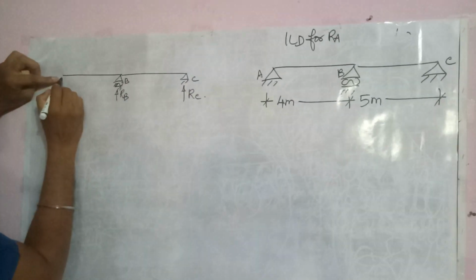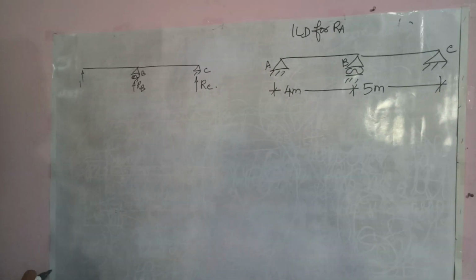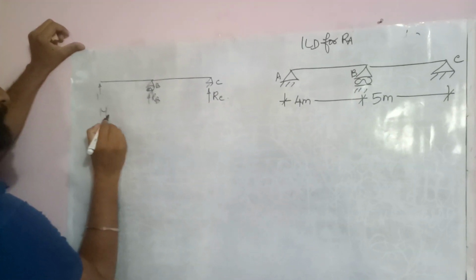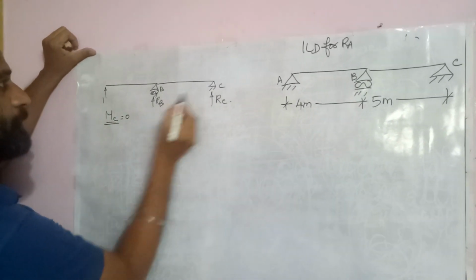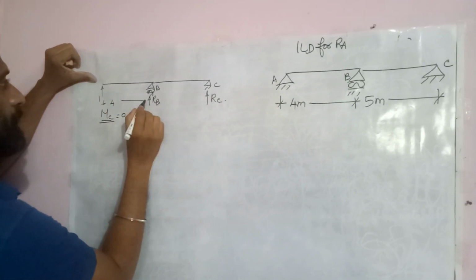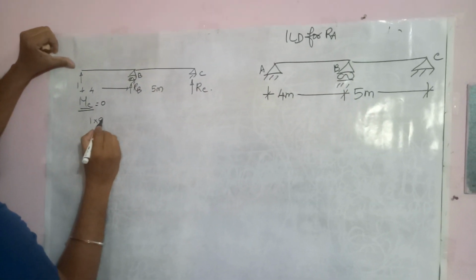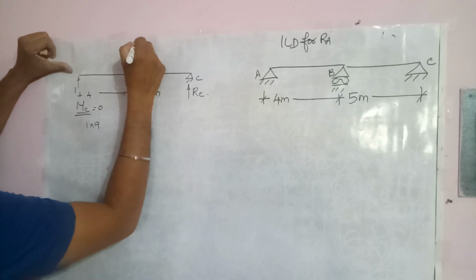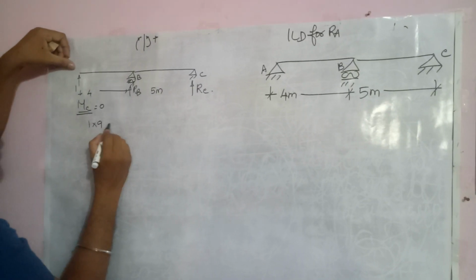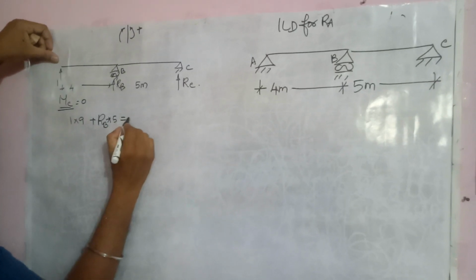I'm applying a unit load here, so of 1. There are no such units, it's just a unit load, 1. So we will find out the reactions at B and C. Taking moment at C equals 0. You take the moment: 1 into the distance, which is 4 meters, plus this distance, 5 meters. So 1 into 9. See, on the section, left side clockwise is positive and right side anti-clockwise is positive. So it is a clockwise direction, so it's positive, and RB is also clockwise. So RB into 5 equals 0.